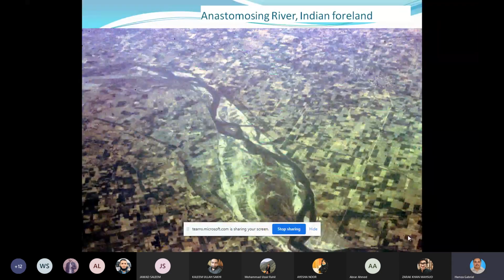Then an example of an anastomosing river. So where the river splits into multiple channels but does not flow around the sandbars. So this is the basic difference between a braiding pattern and an anastomosing pattern.